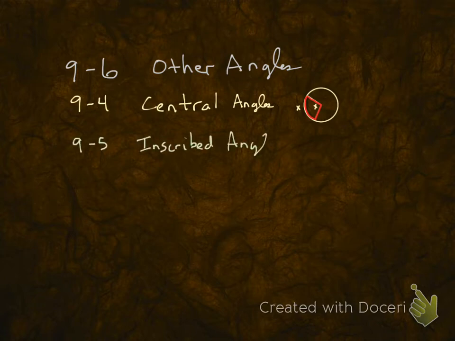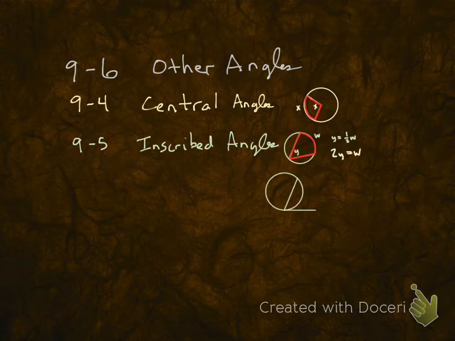In section 9.5, we learned about inscribed angles, where the vertex is on the circle. In this case, the measure of the angle is equal to 1/2 the measure of the arc, or say it the other way around, twice the measure of the angle is equal to the measure of the arc. And we also learned that if there's a chord and a tangent, it works like the inscribed angles, where angle A is equal to 1/2 of arc B, or twice the measure of angle A equals the measure of arc B.